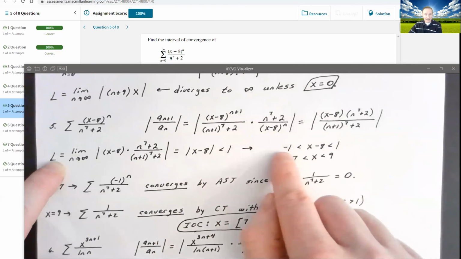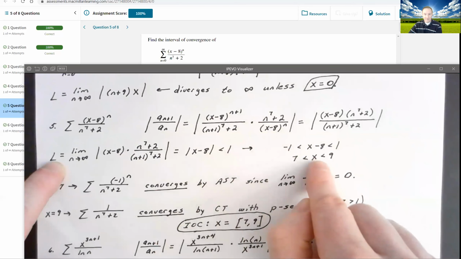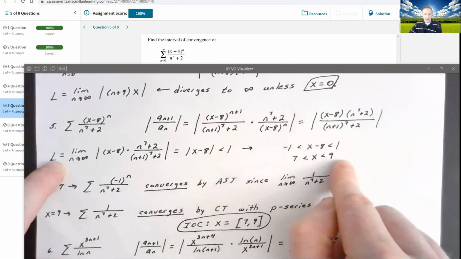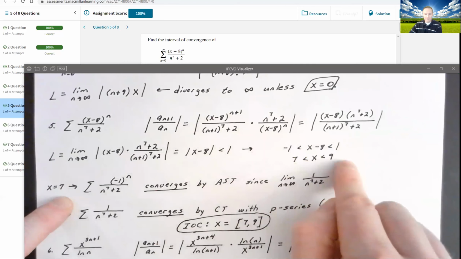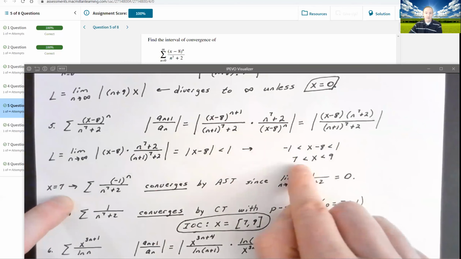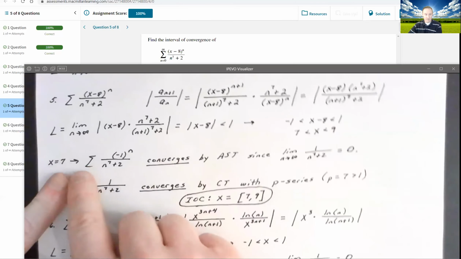Now I just add 8 to all 3 components. And you say, well, that's going to give me 7 is less than x, which has to be less than 9. So I already know that this series converges if x is any value between 7 and 9. Check the endpoints. I check 7.